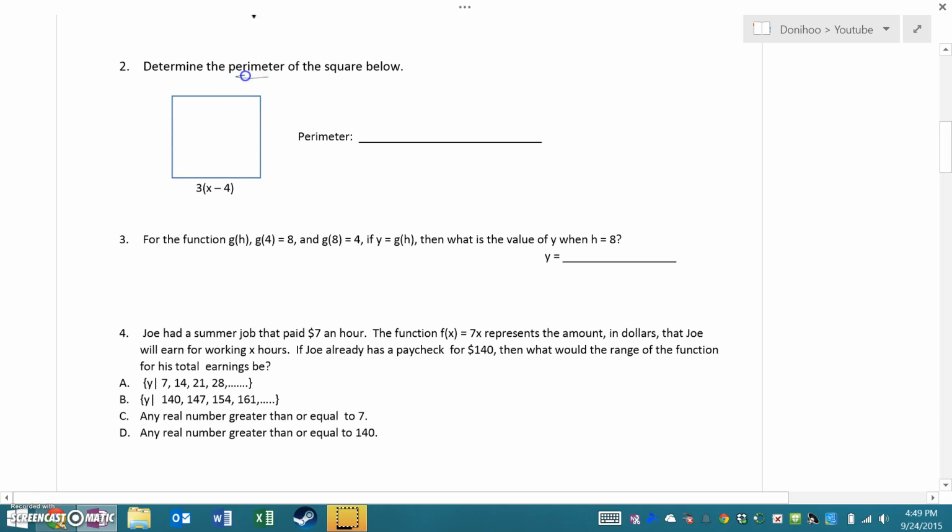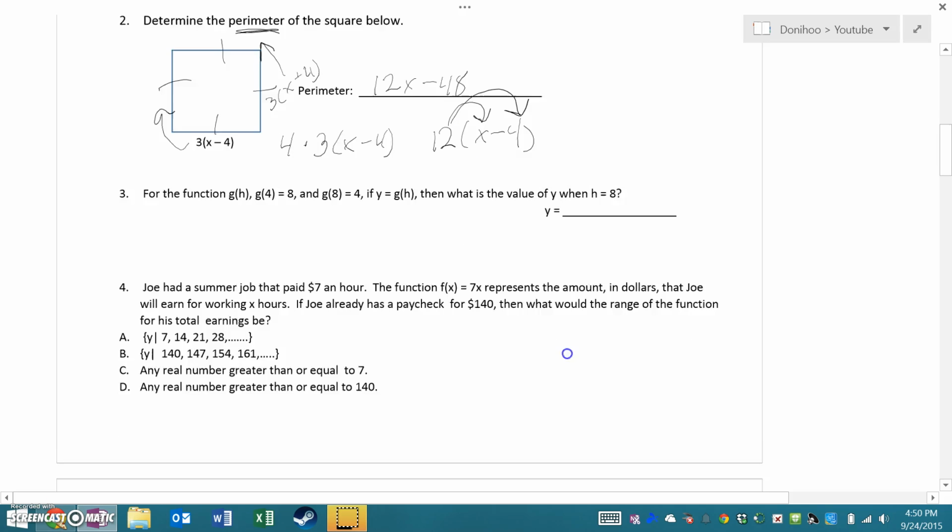Determine the perimeter, adding up the sides. Each of these sides is the same. So all I'm going to do is take one side length and multiply that by 4, because each of these side lengths is exactly the same. Multiply by 4. 4 times 3 is 12. Simplify, distribute. 12x minus 48. All right, that's number 2.